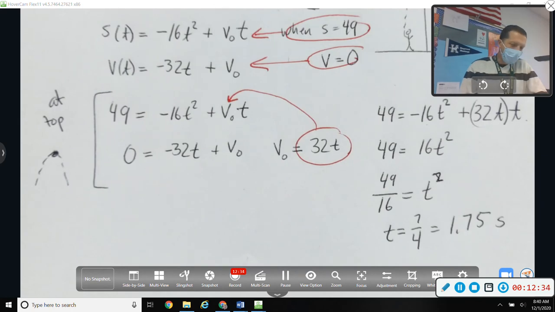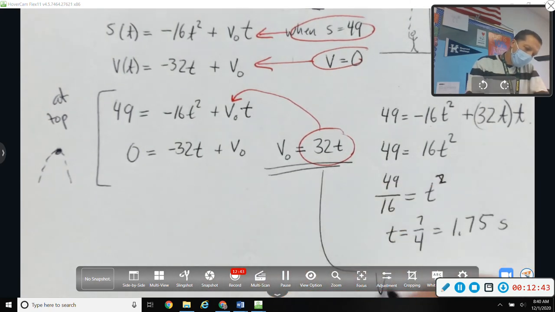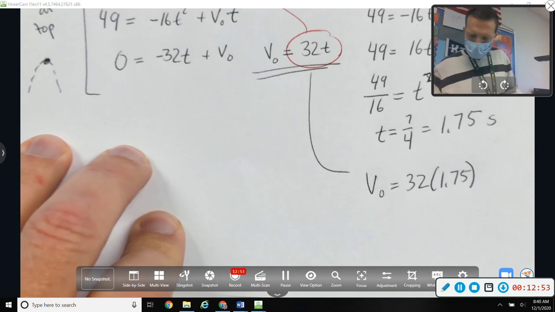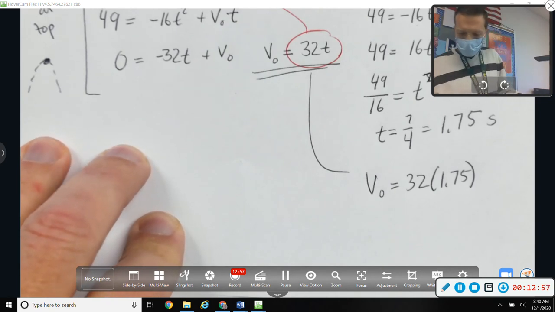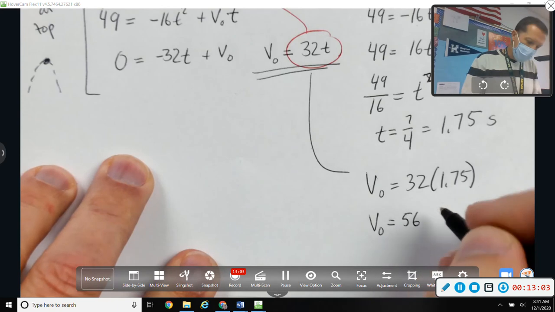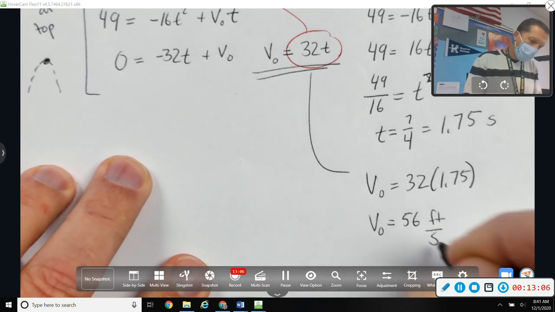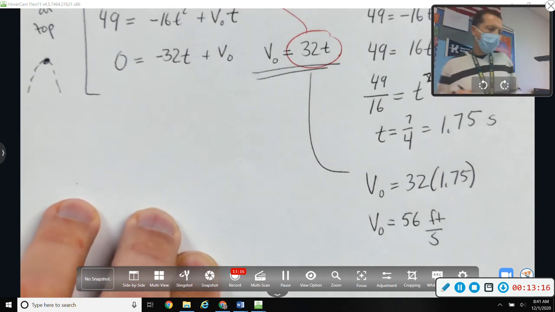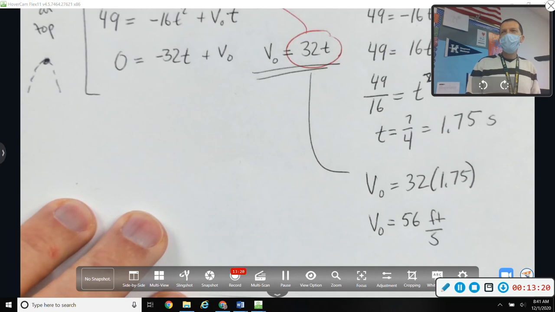I mean, that's helpful. That's what t is at the top. But I need to figure out what V0 was. But we can use this equation, V0, 32 times 1.75, whatever that is. Or you could leave that as an answer, actually, if you just wanted to leave it. But we want to know how fast we have to throw to get that thing up there. So 56 feet per second. And again, for my own amusement, that's 38 miles per hour. So that's not bad. Most of you could throw 38 miles an hour, I think.